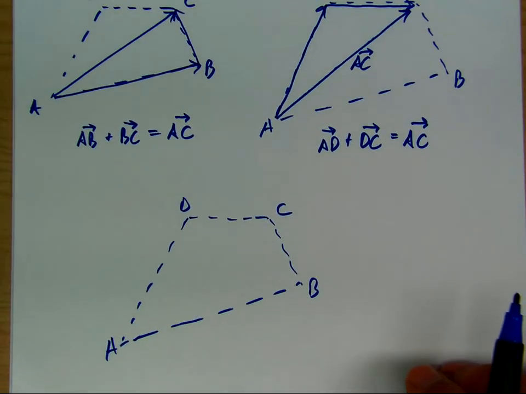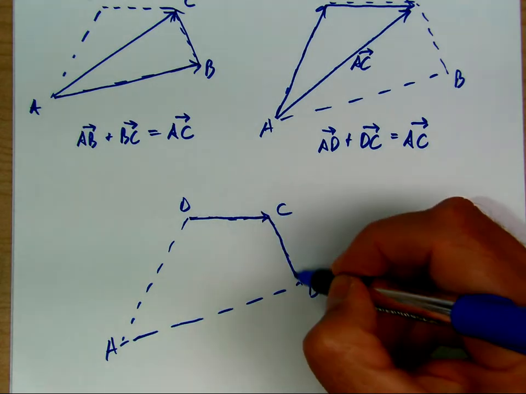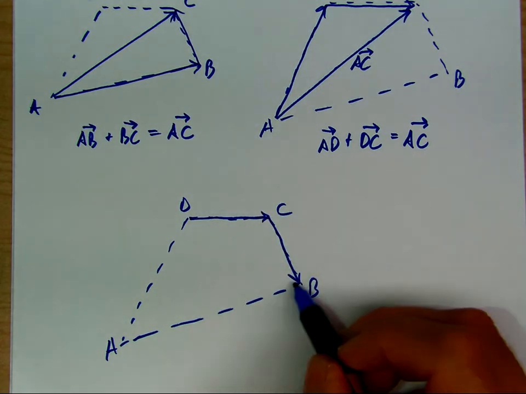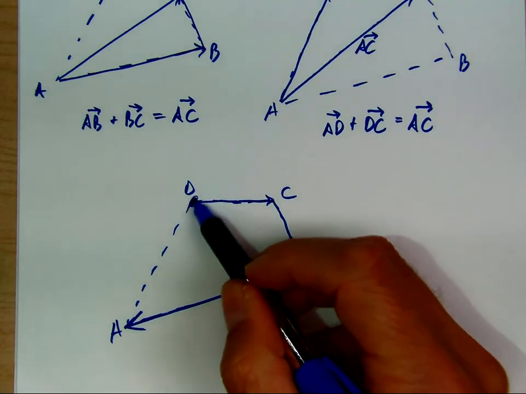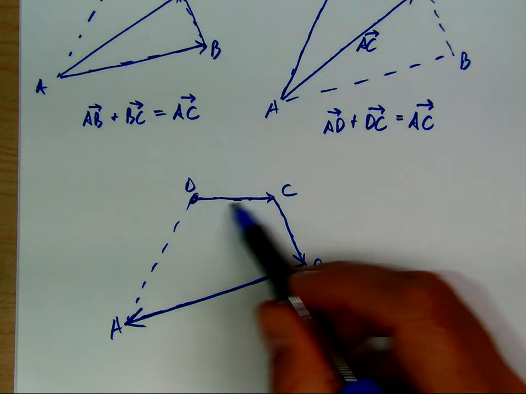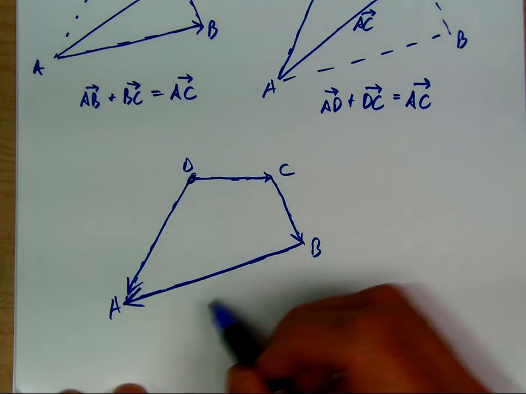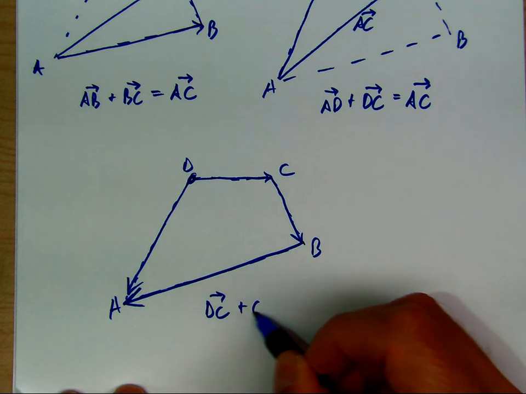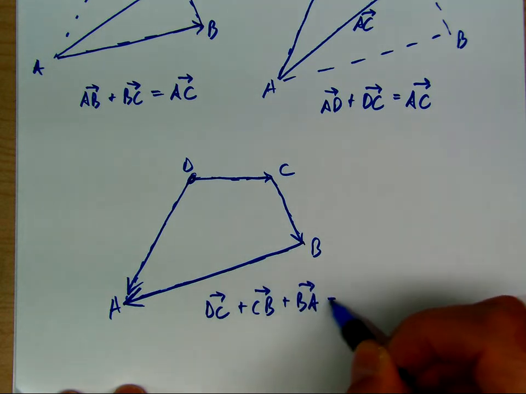And here we want DC plus CB plus BA. So the start is there and the end is there. That means the resultant of all three of those is DA. And we can say that DC plus CB plus BA equals DA.